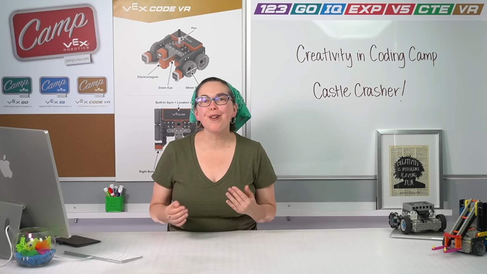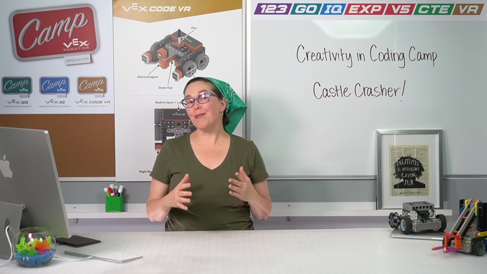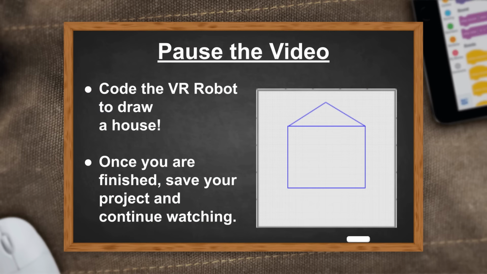So what you're going to do right now is go ahead and start a new project or modify your existing project and code the VR robot to draw a house similarly to what we just looked at. Don't worry if you don't get it the first time. Of course, you can always iterate and try again. And when you're finished coding your robot to draw the house, come on back here and we'll take a look at one possible solution.